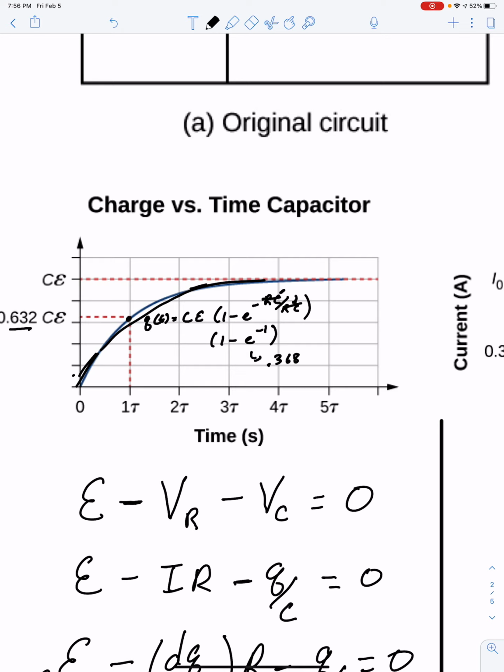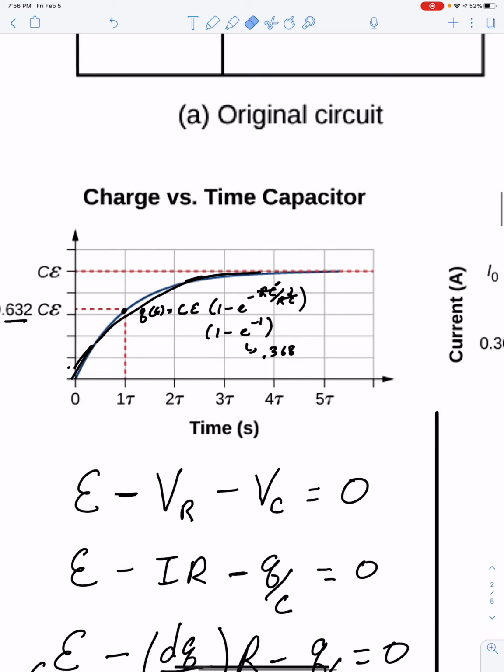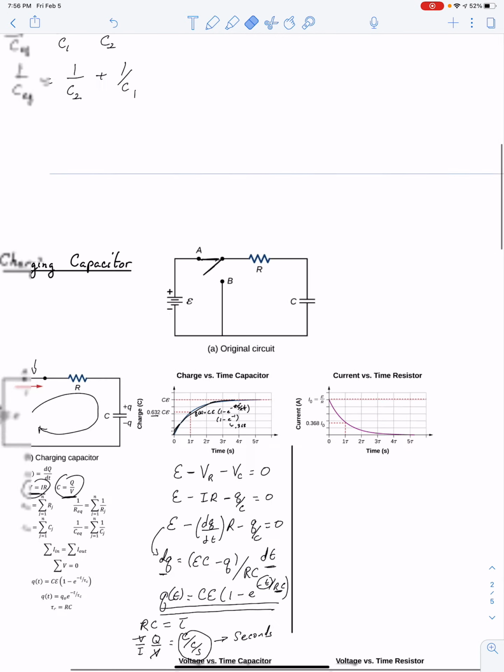0.632. It is saying that once we know the time constant for this circuit, we can find out what the charge is once it reaches 63% of the charging. Okay? All right.